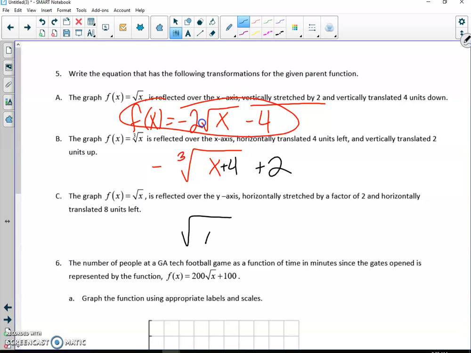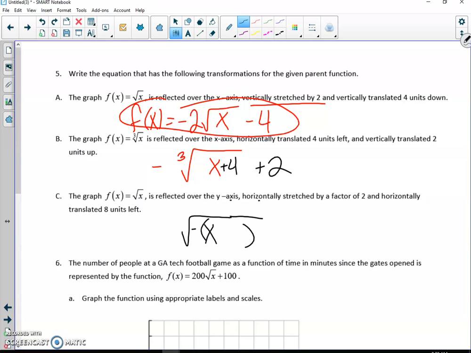This one, square root of x. So this time we're reflected over the y-axis. So remember, reflected over the y-axis is a negative in the front. And actually, if you look, all of these things are horizontal. Horizontally stretched by a factor of 2, horizontally translated by 8 units to the left. So horizontal is a little bit trickier. So you really want to put this part here in parentheses. And we want to put the left and right inside the parentheses, and then the stretches and the reflections outside the parentheses. So we're reflecting over the y-axis, so that's going to be a negative in the front.